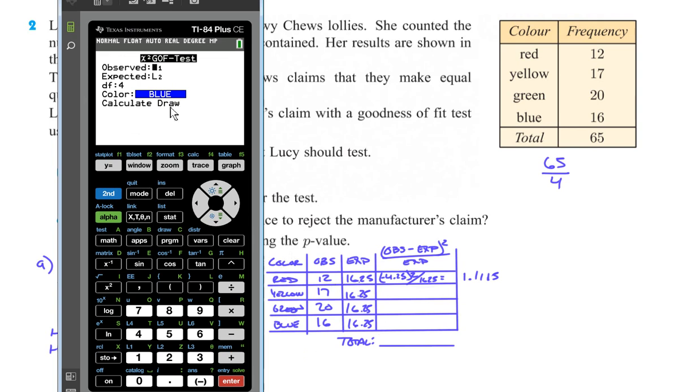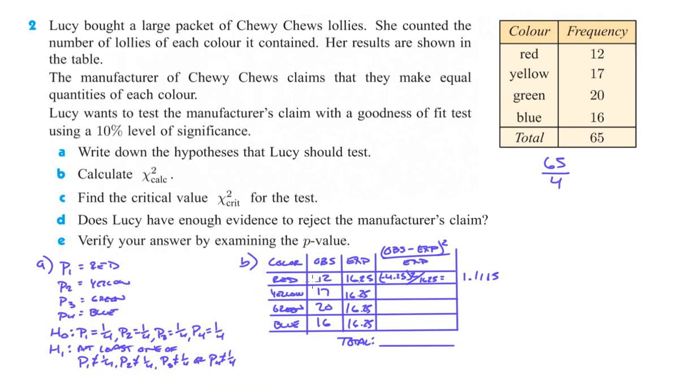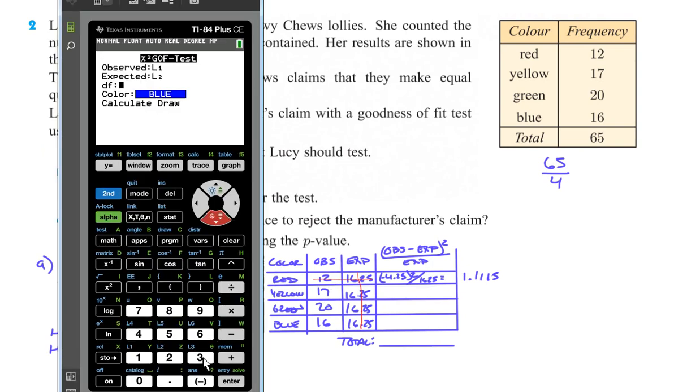All of our observed data is in list 1. Expected data is in list 2. Degrees of freedom. If you remember, what we do for that is we get rid of one row and one column of data, and what we have left, 1, 2, 3 pieces of data. So our degrees of freedom would then be 3. Okay, and we go through and we calculate and hope that we get the right answer here.